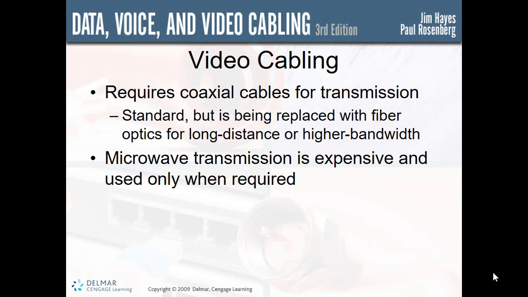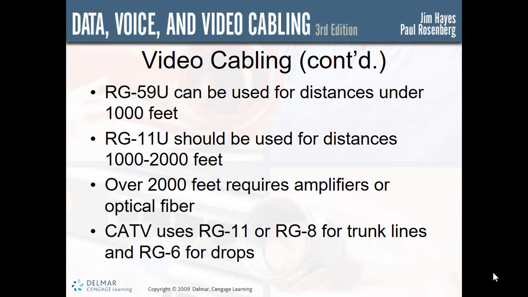Now, using a high quality coax cable is essential. For CCTV installations of less than 1,000 feet, we can get away with RG59. But for distances of 1,000 to 2,000 feet, you're going to want to use an RG11. Installations of more than 2,000 feet in length require the use of amplifiers to keep the signals at usable levels, or the use of optical fiber as the communication media. Most CCTV installations will use BNC connectors, a bayonet mount connector, or occasionally an F connector, the kind you would see for your cable television.